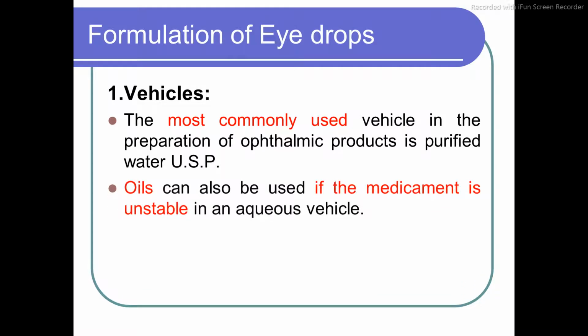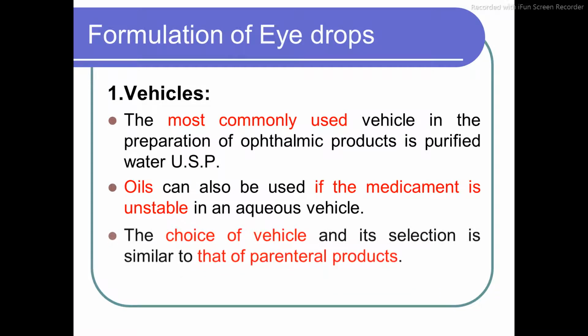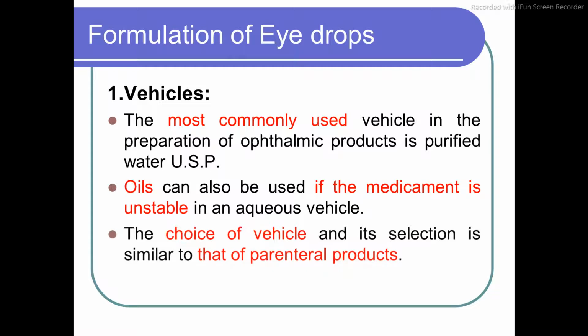So oils can also be used if the medicament is unstable in an aqueous vehicle. As we have discussed, if your drug undergoes hydrolytic degradation, then instead of water we can use oil as a vehicle. The choice of vehicle and its selection is similar to that of parenteral preparations. We already discussed this point in parenteral products.